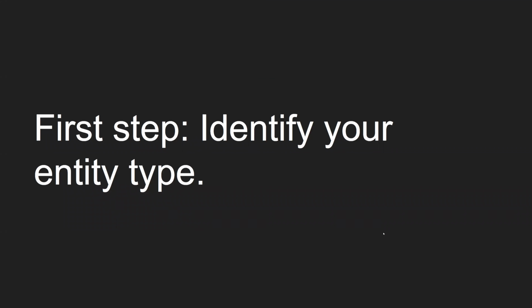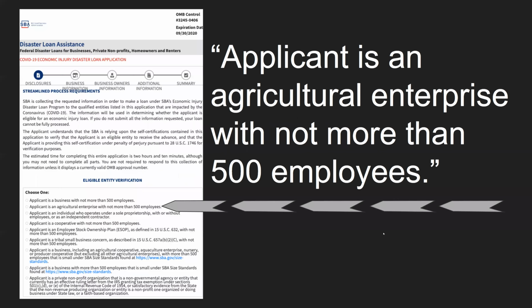First step of the application process, you will have to identify your entity type. Here we have a screenshot of the very first page of the disaster loan assistance application. As an ag operator, you would choose the second bullet point, which states that you are an applicant that is an ag enterprise with not more than 500 employees.